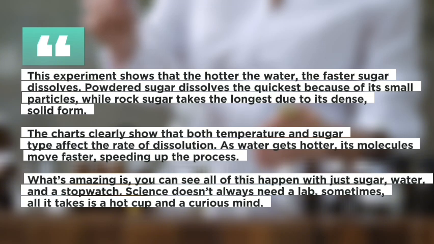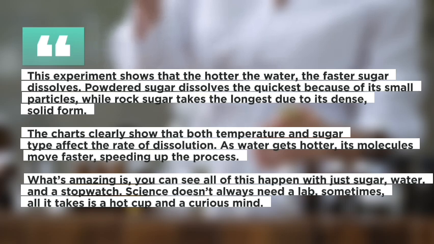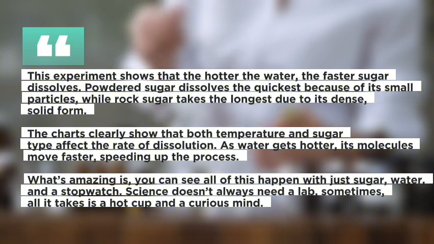Powdered sugar, with its fine particles and greater surface area, dissolves the fastest across all temperatures. In contrast, rock sugar, due to its dense and large crystal structure, takes the longest to dissolve, even in hot water. The combination of temperature and physical characteristics determines the overall dissolution rate. Through the use of line, bar, and radar charts, these patterns become visually clear and scientifically insightful.